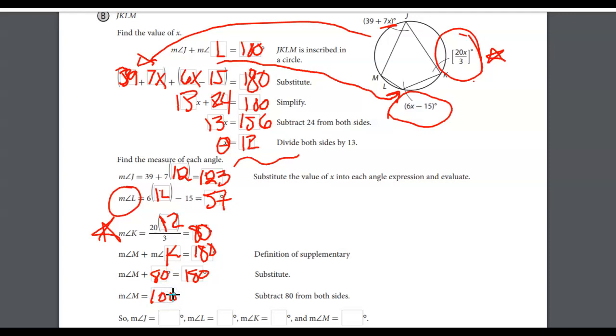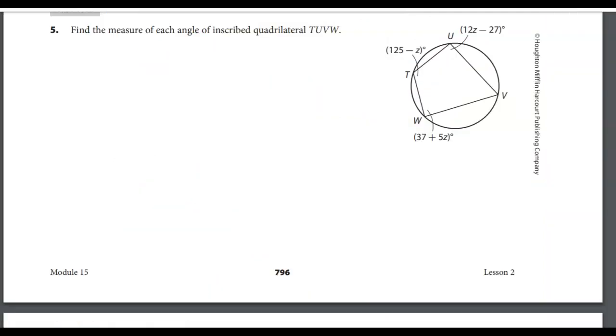Now I know every single one of these angles. If you want to fill those in, check your work with mine. Measurement J is 123. That goes right here. Measurement L is 57. Measurement K is 80. And the last one's 100, not 108. All right, I'm going to do one more, and then you are free to fly.